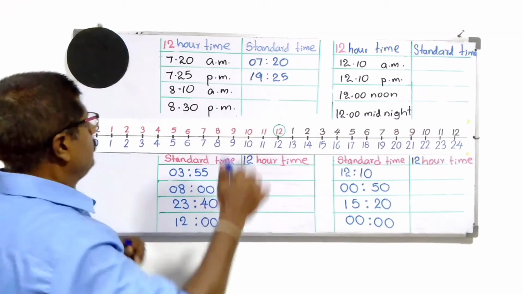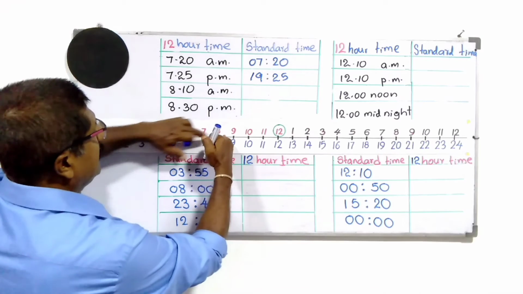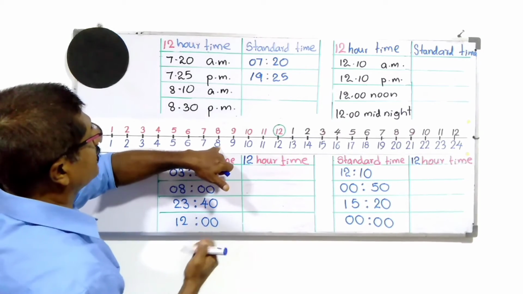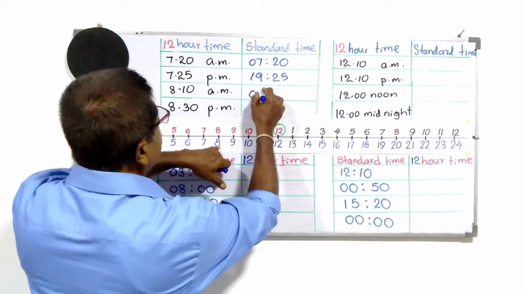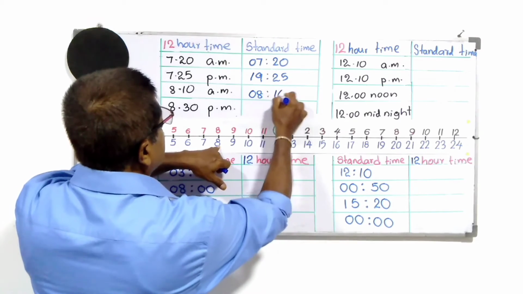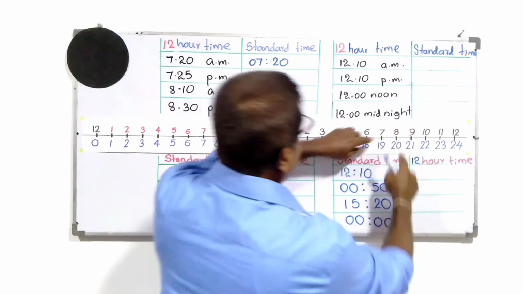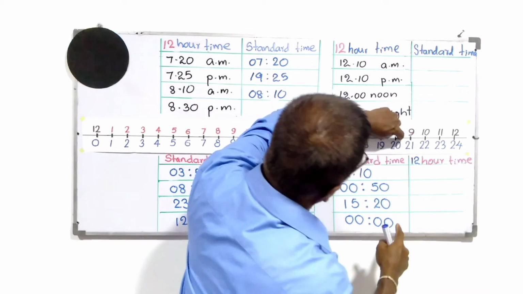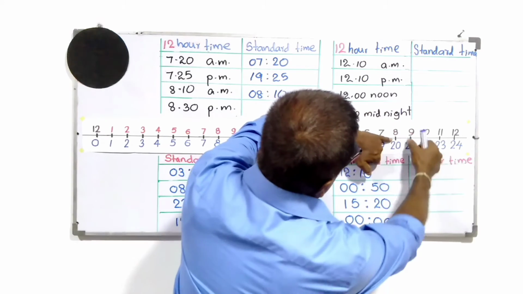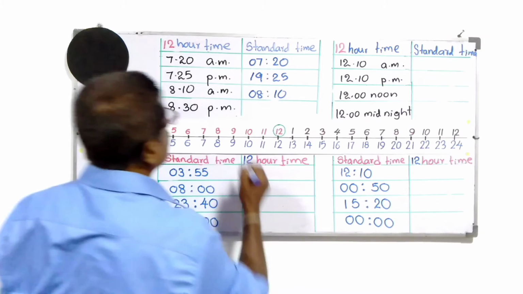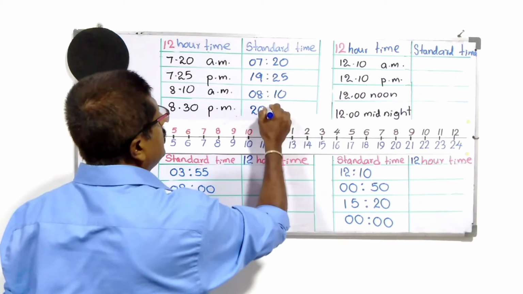8:10 AM. So in 24-hour format, standard format, that is 08:10. 8:30 PM. PM in here. 8:30 lies here. That means in 24-hour format that is 20:30.